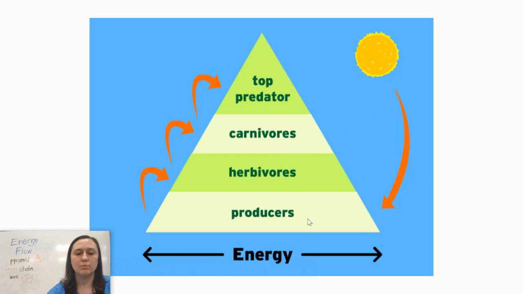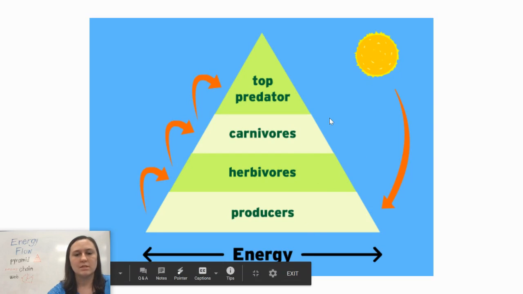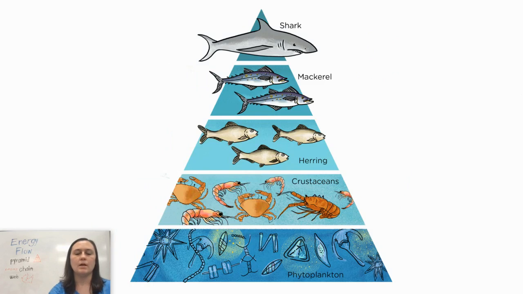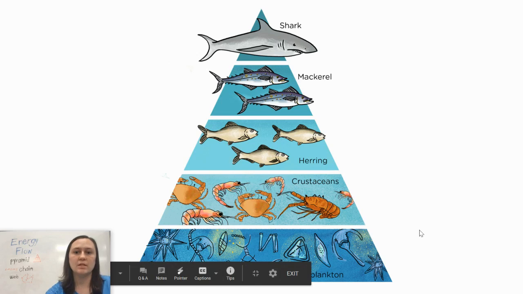Like the herbivores eat the producers, which get energy from the sun. The carnivores eat the herbivores, which ate the producers, which got energy from the sun. The top predator eats the carnivores, which ate the herbivores, which ate the producers, which got energy from the sun. So, here's another example. This actually has animals in it. This makes more sense to me.